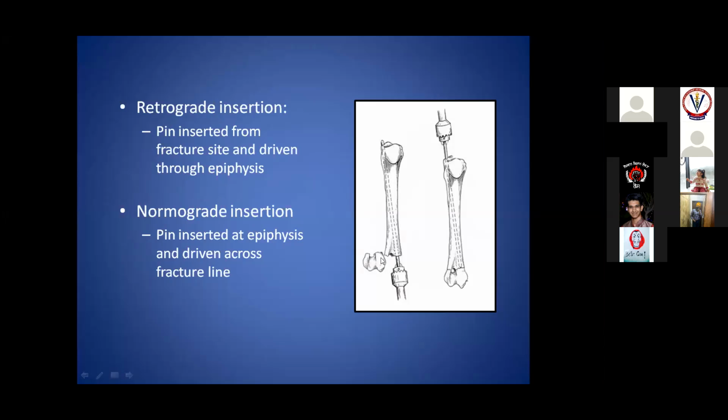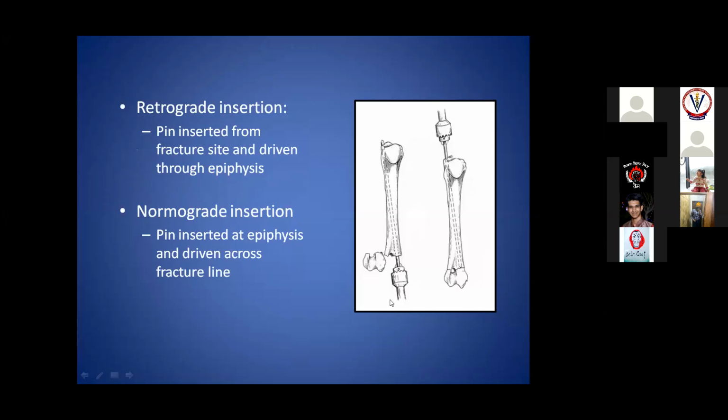Suppose this is the fracture. You can call it a metaphyseal fracture of the humerus. This is the fracture line, and this fragment goes separated. All you can do is, this is a retrograde. We are introducing the pin from the fracture line into the proximal fragment, and then it will exit away from the fracture in the proximal fragment.